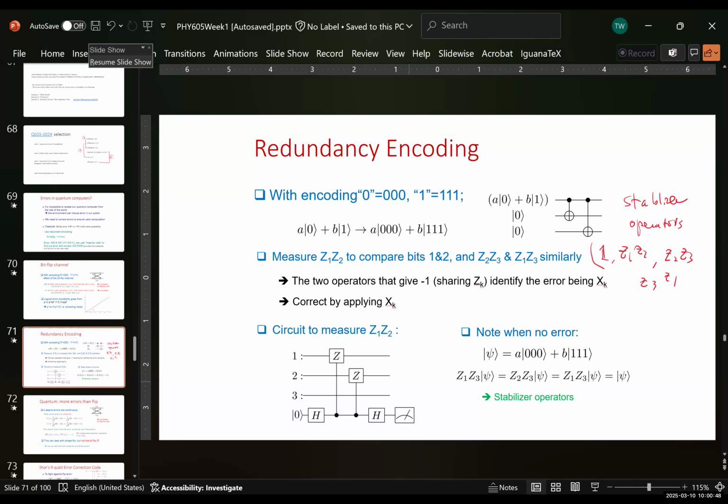Okay, so with the stabilizer, you can check that they satisfy S acting on psi equals psi. Okay. And there are only two independent ones. For example, you take Z1 Z2 and Z2 Z3. It's only 3 qubits. You have two constraints, so that means there's one logical qubit left for you to encode. Okay.